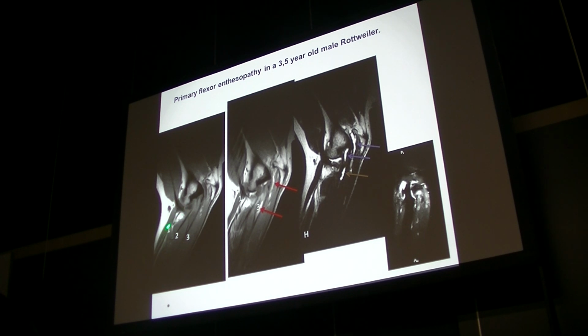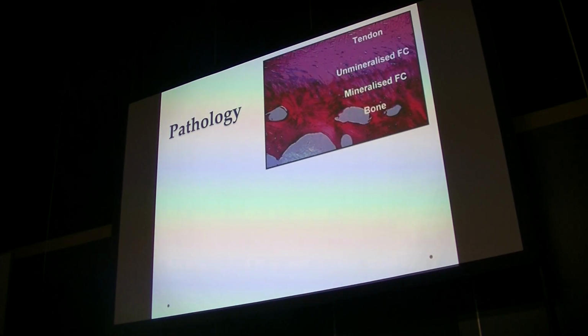This is the extensor carpi radialis, and these are flexor muscles. We see in all muscles the heterogeneous delineation, the heterogeneous signal, and also too much fluid being present in these affected flexor tendons.